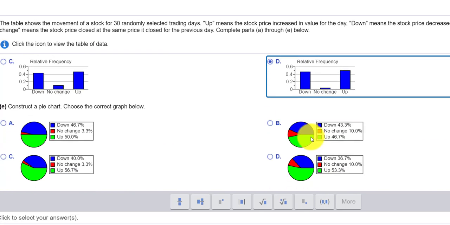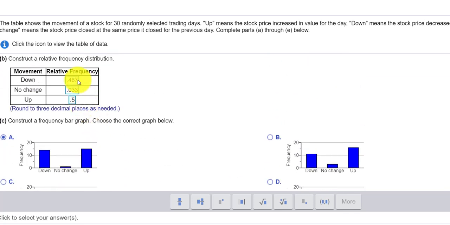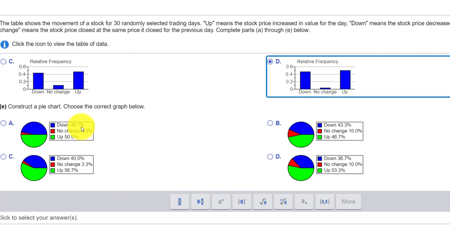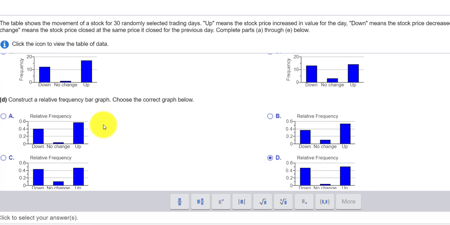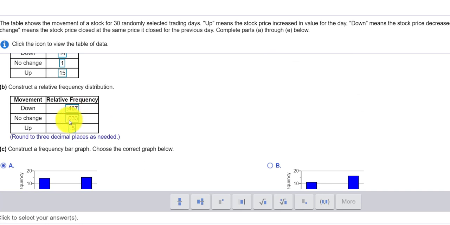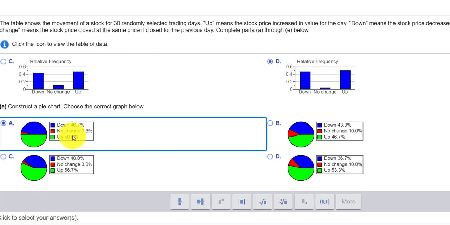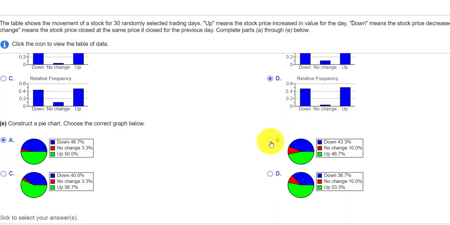Okay, and then for the pie charts, it should be 46%, 50%. So let's see what we have, 46%, 50%, choice A, right? 46.7, 50, and 0.033, right? If I move the decimal 2 places, 1, 2, that's 3.3%, and 46.7% and so on. This looks good. Let's check our answer. All right, let's move on to number 10.